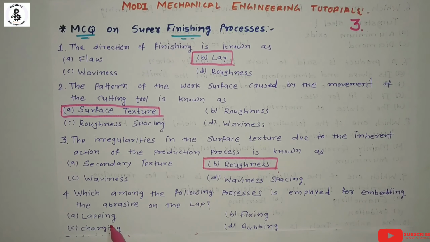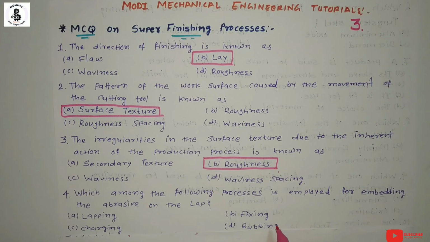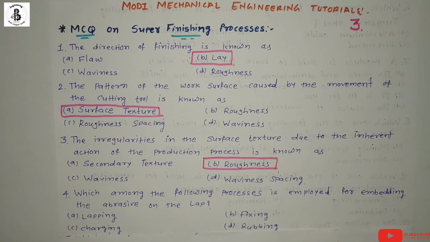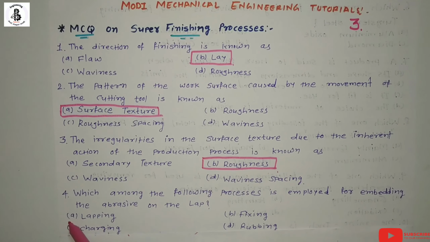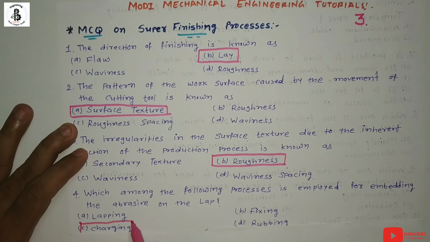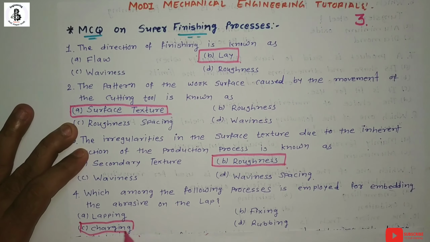Then next, which among the following process is employed for embedding the abrasives on the lap? Option A, lapping process, option B, fixing process, option C, charging process, and option D, rubbing process. Generally the charging process is employed for embedding the abrasives onto the lap. The abrasive material is charged onto the workpiece material. That is called a charging process. So the option C, charging process.